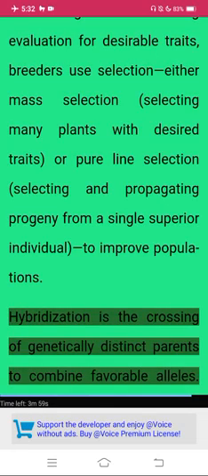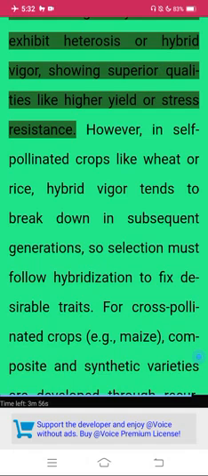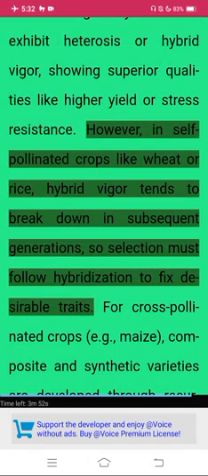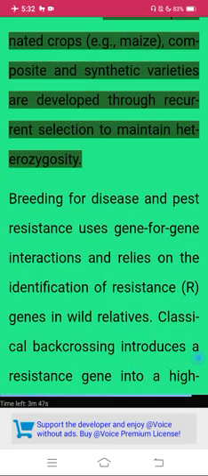Hybridization is the crossing of genetically distinct parents to combine favorable alleles. The resulting F1 hybrids often exhibit heterosis, or hybrid vigor, showing superior qualities like higher yield or stress resistance. However, in self-pollinated crops like wheat or rice, hybrid vigor tends to break down in subsequent generations, so selection must follow hybridization to fix desirable traits. For cross-pollinated crops, e.g., maize, composite and synthetic varieties are developed through recurrent selection to maintain heterozygosity.